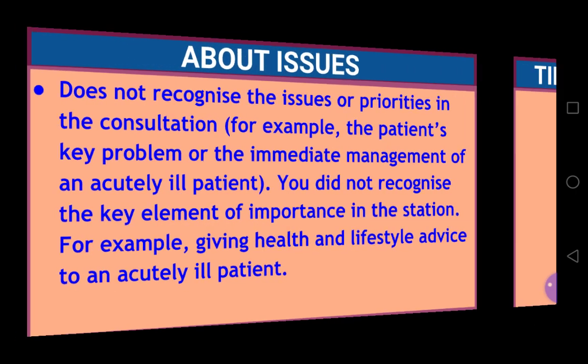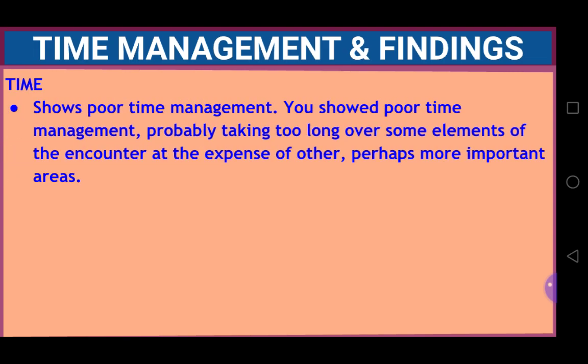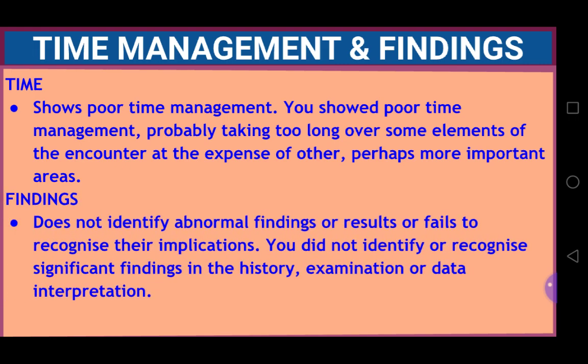About time management and findings. The candidate shows poor time management. You showed poor time management, probably taking too long over some elements of the encounter at the expense of other, perhaps more important areas. About findings, does not identify abnormal findings or results or fails to recognize their implications. You did not identify or recognize significant findings in the history, examination, or data interpretation.